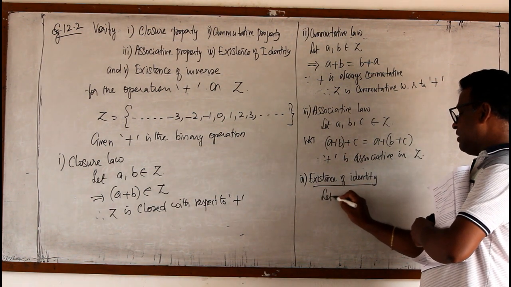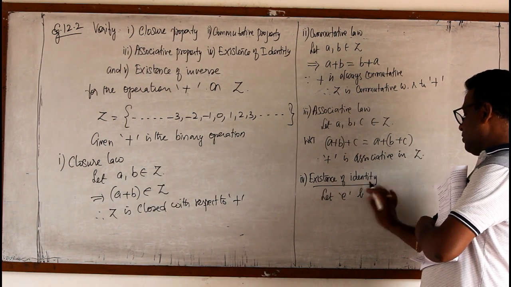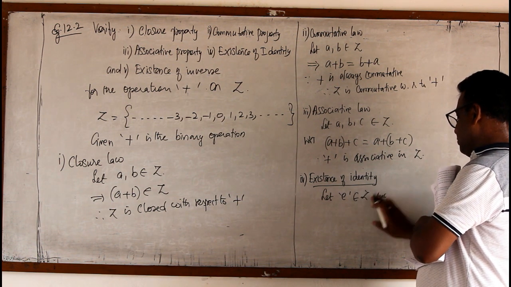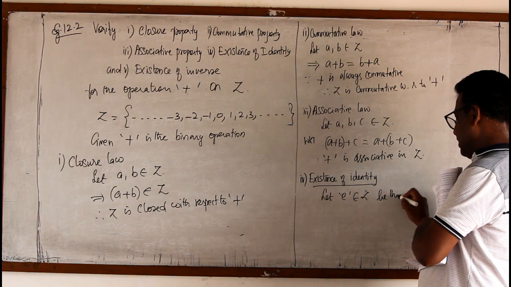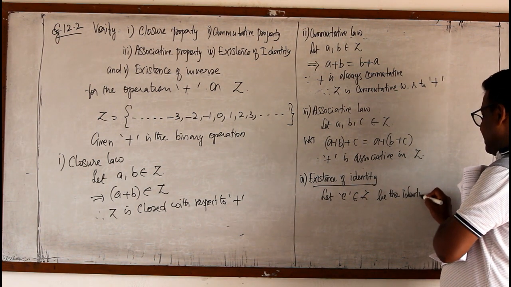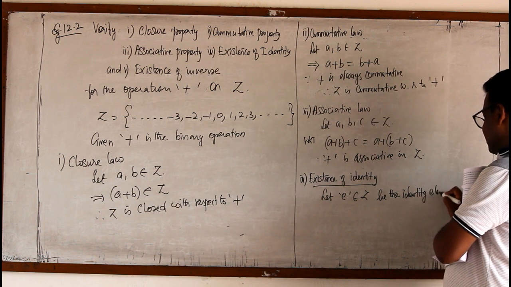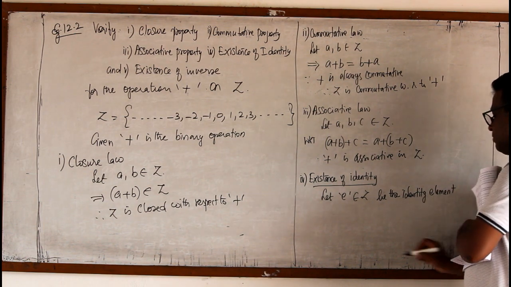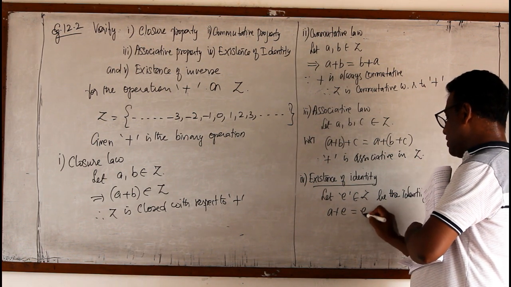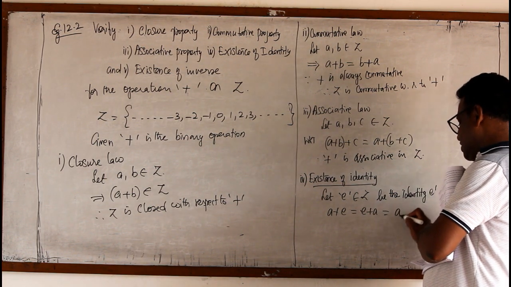Let me introduce an element e belongs to Z, be the identity element. So let me take the identity element as e. That means either a plus e or e plus a equal to a.